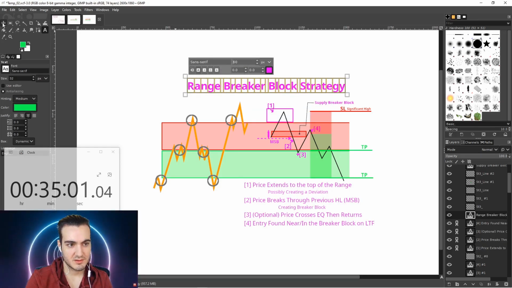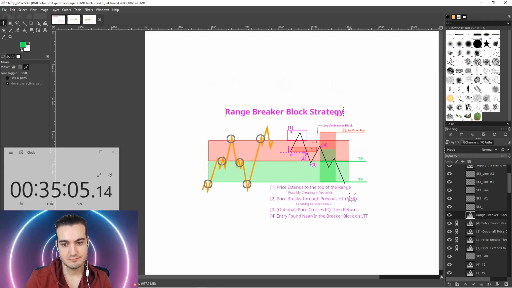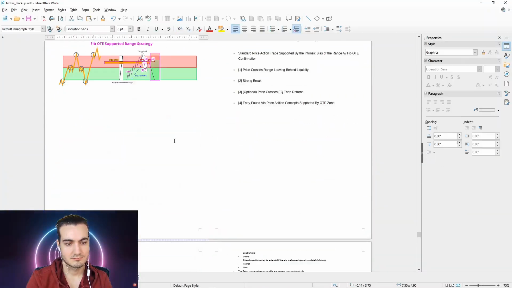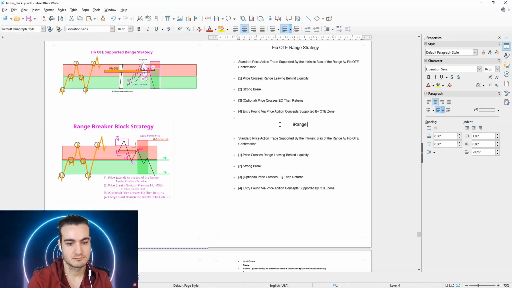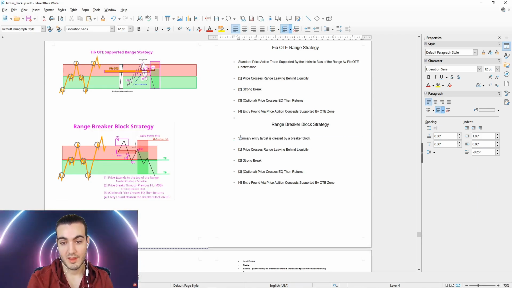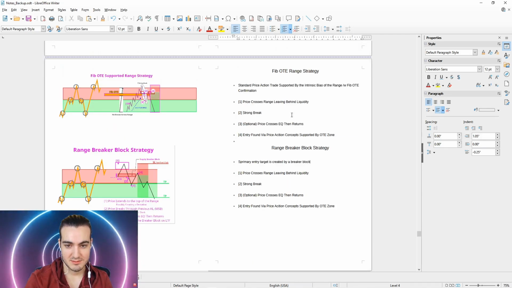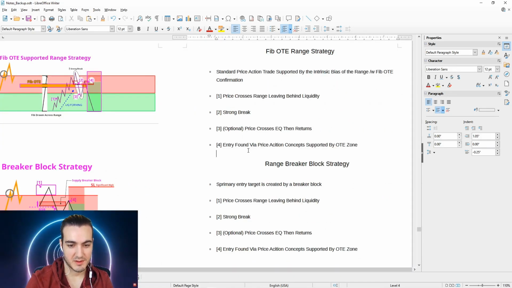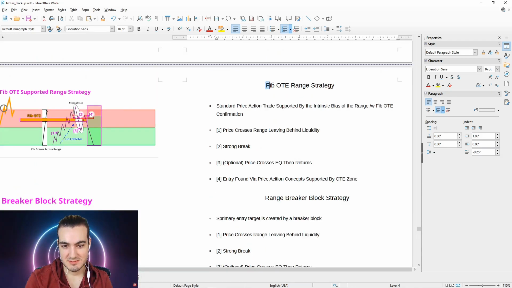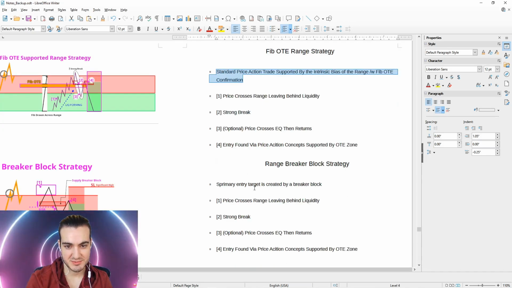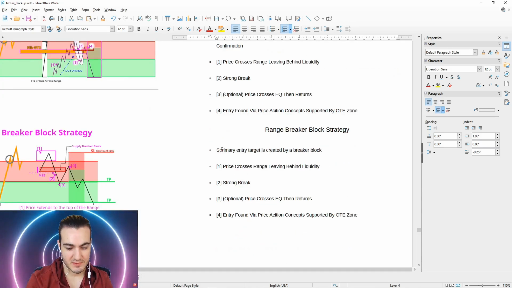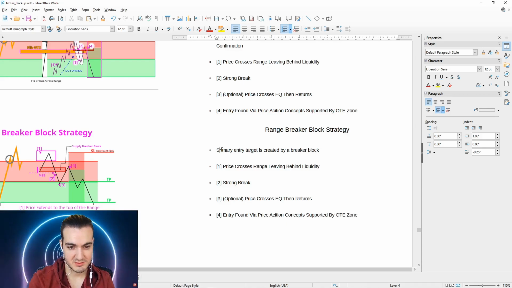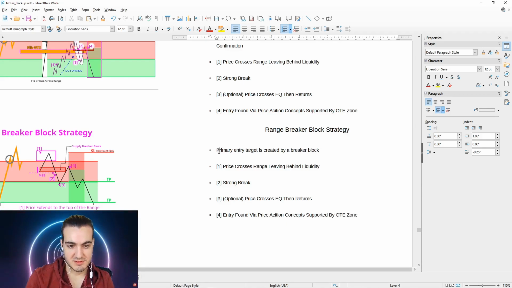So we'll call this the range breaker block strategy. And I kind of like this format I accidentally created, or created without thinking: the trade name, a short description, and then the steps. So the short description of the range breaker block strategy is just primary entry target is created by a breaker block.